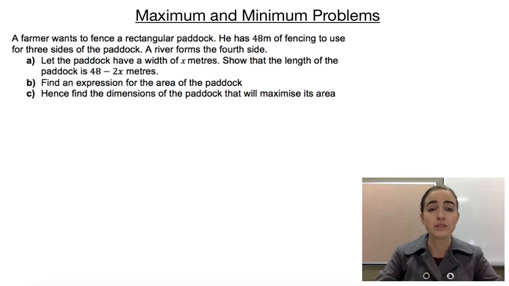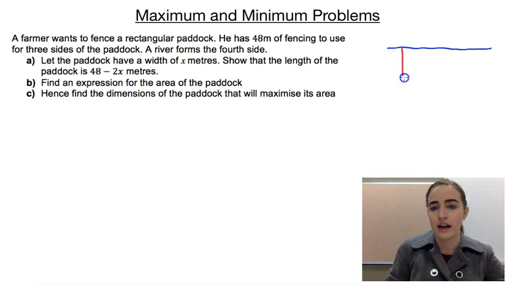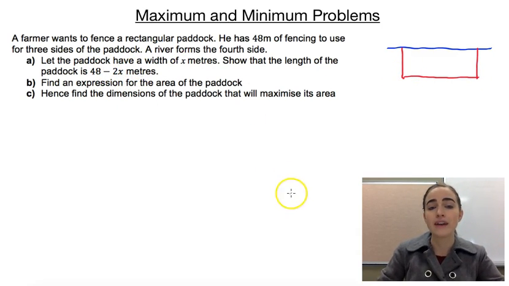So we've got a farmer that wants to fence a rectangular paddock, and he's got 48 metres worth of fencing for 3 sides of that paddock because the 4th side is a river. So what that's going to look like is, if we've got our river going along here, we're going to have our paddock coming off it as a rectangle. So the first part of the question says, let the paddock have a width of x metres. So that means the length of this side is going to be x, and because it's a rectangle, this one's going to be x as well.